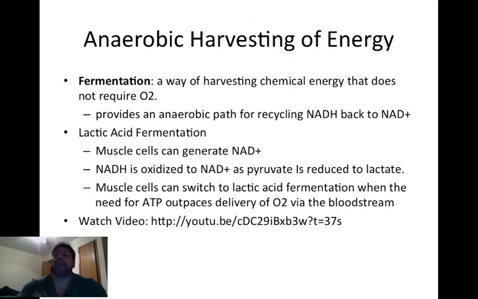Okay, and then we have anaerobic harvesting of energy. So we have what's known as fermentation. This is a way of harvesting chemical energy that does not require oxygen. So this provides an anaerobic path for recycling NADH back to NAD+. Be familiar with lactic acid fermentation as well as alcoholic fermentation.